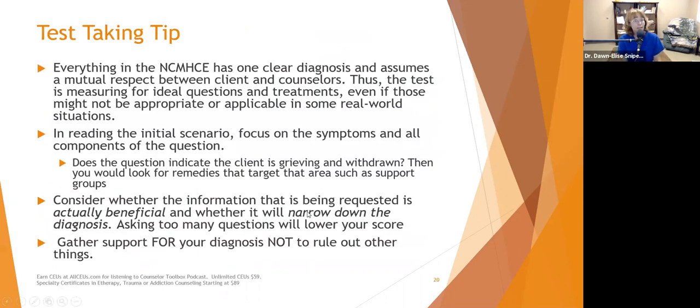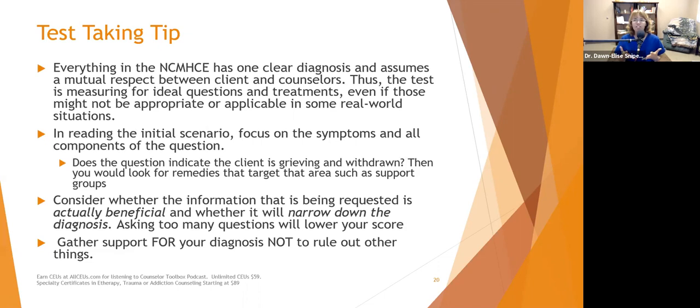Alrighty, as promised, at the end of every presentation, we're going to go over some test-taking tips. Remember that everything in the NCMHCE has one clear diagnosis and assumes a mutual respect between client and counselors. The test is measuring for ideal questions and treatments, even if those might not be appropriate or applicable in some real-world situations. So you want to think of a utopia. You want to think of a textbook situation, not necessarily a real-world situation.